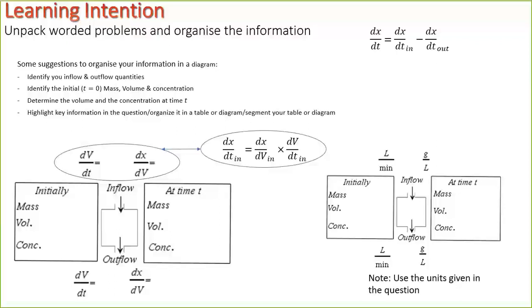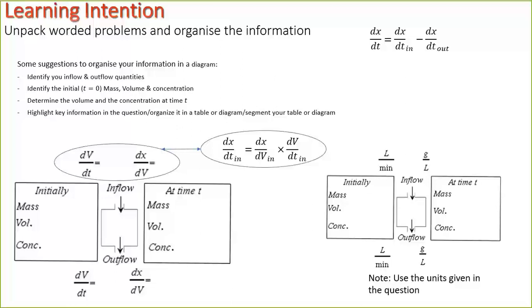So when we're tackling a question, what we like to identify is any inflow or outflow quantities, and the initial mass, volume, and concentration that we have, as they're often given in the question. And then throughout the process of tackling these problems, we're going to see how the volume changes and the concentration changes over time. So it's best, when tackling these questions, to get a pencil or highlighter and highlight those pieces of information.